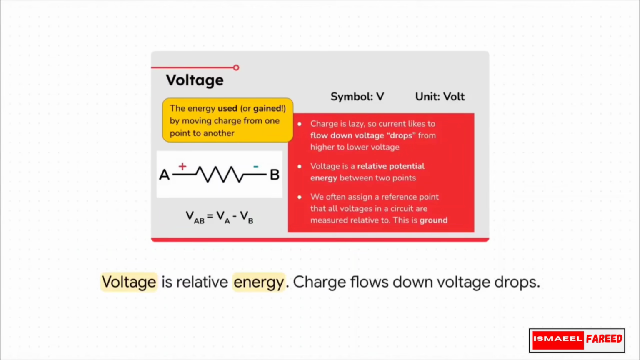Next in the lineup, we have voltage, symbolized by V and measured in volts. Voltage is basically the energy used or gained by moving a charge from one point to another. It's a relative potential energy between 2 distinct points. A really great way to think about this is that electric charge is fundamentally lazy. It naturally just wants to flow down from a higher state of energy to a lower one, which we call flowing down a voltage drop. And because voltage is relative, we usually assign a specific reference point in a system that all other voltages are measured against. We call that ultimate low energy reference point ground.